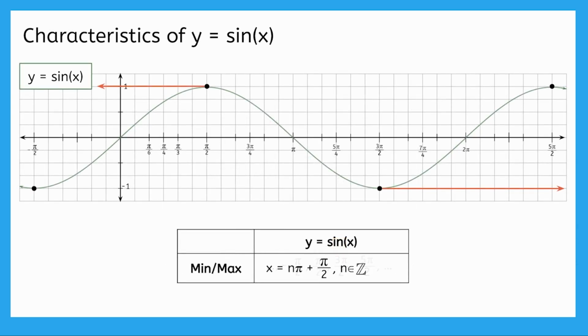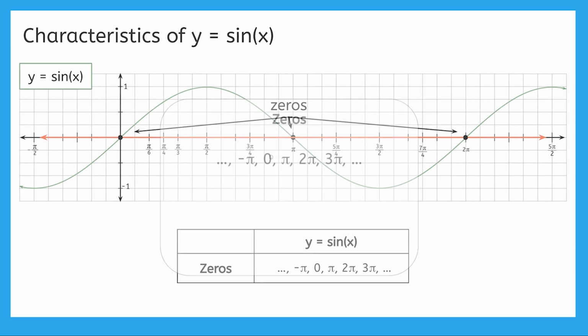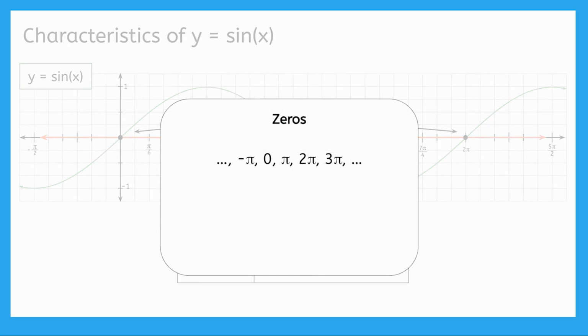And what about the zeros? We can see zeros when x is equal to 0 and when x is equal to pi. Again, we can use coterminal angles to find other places where the sine is 0, like 2 pi, 3 pi, negative pi, and so on. Similar to the minimums and maximums, we can represent this series of x values in a different way. The zeros occur at x values where x equals n times pi, where n is an integer.